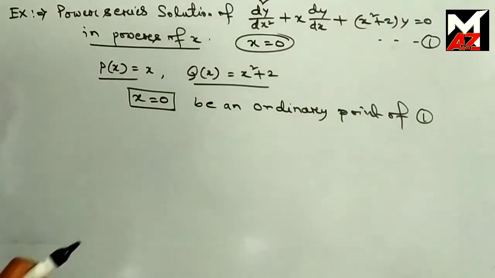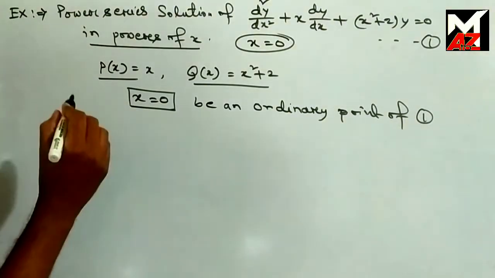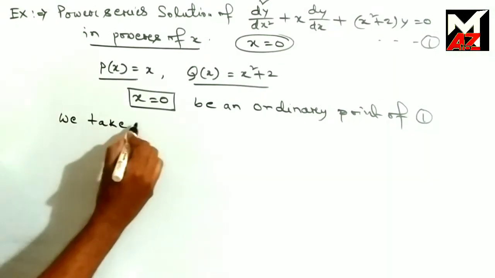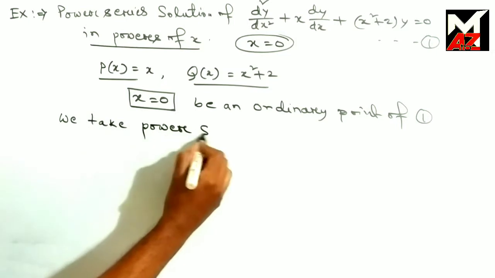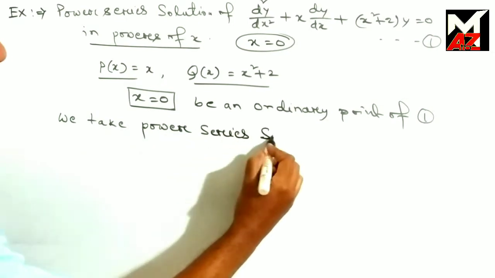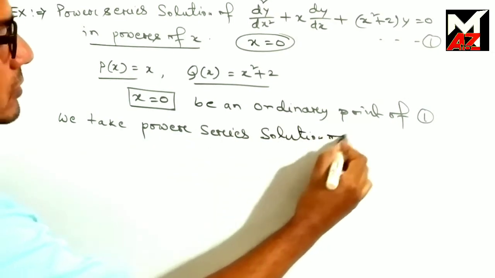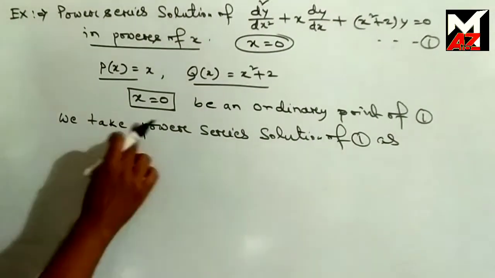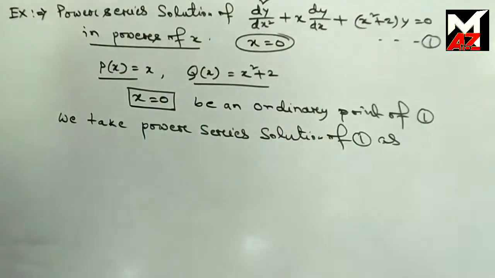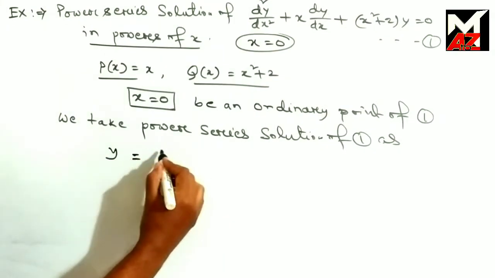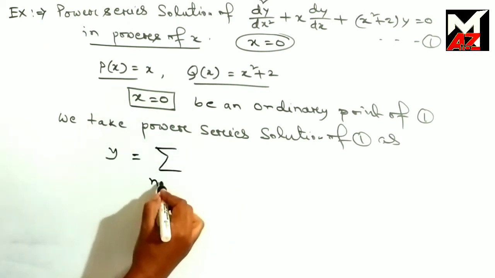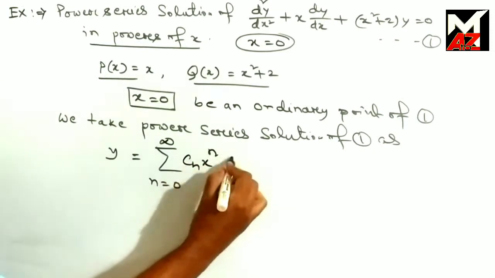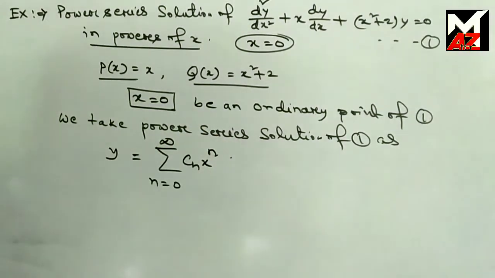Okay. Now we take the power series solution of 1 as y equal to summation n equal to 0 to infinity cn x to the power n.